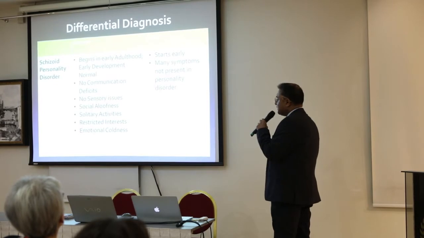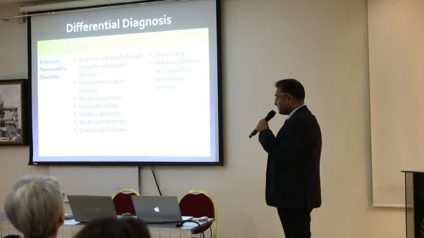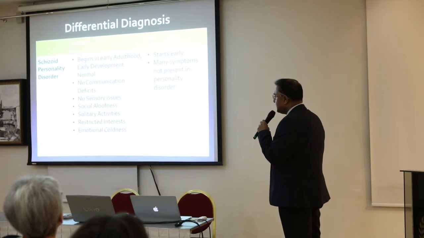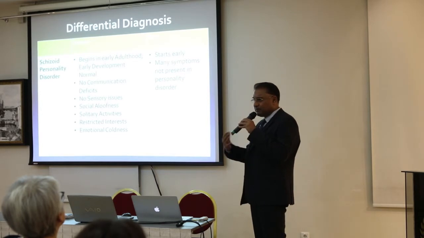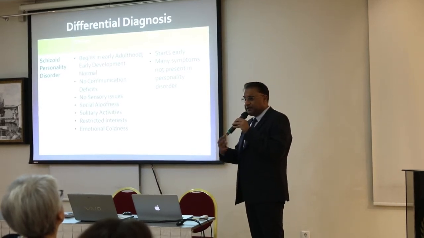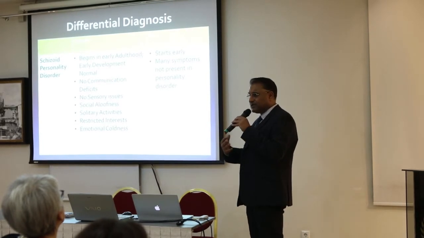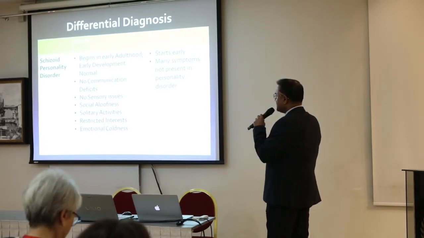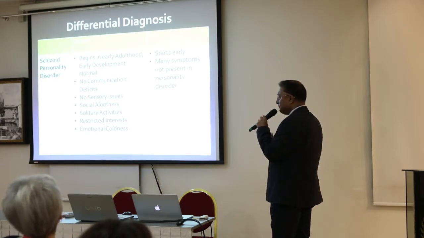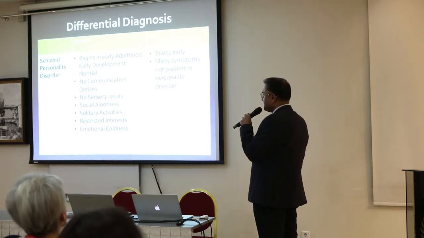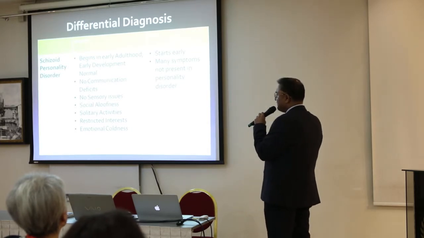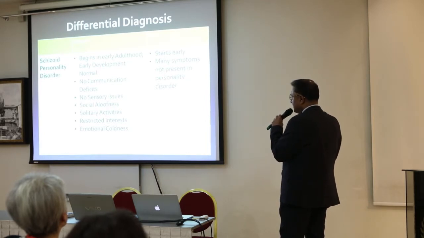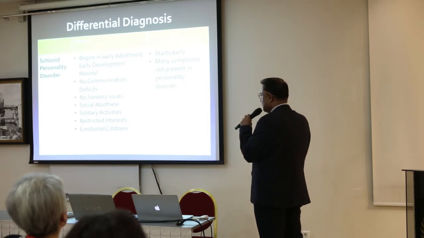Then there are two conditions which need to be differentiated from autism. One of them is schizoid personality disorder. We know in schizoid personality disorder, people can be aloof, and they may not be communicative, or they may not be that interactive with other people, and they may keep to themselves, and they may have odd hobbies, interests. However, as we know, with ASD you can pick up the signs and symptoms at a very early age, whereas schizoid personality disorder starts in about early adulthood. They would have early normal development. They would not have any communication issues, no sensory issues.